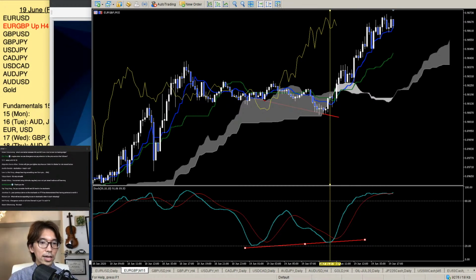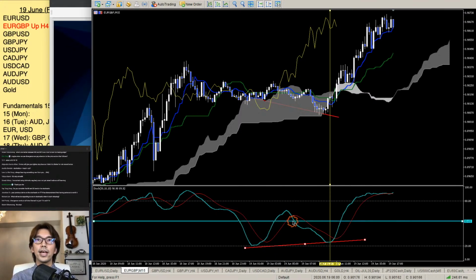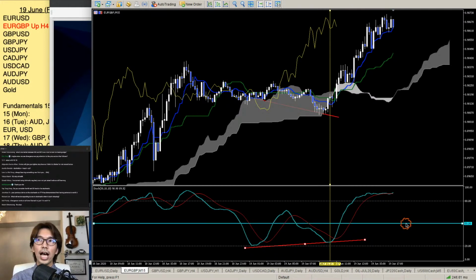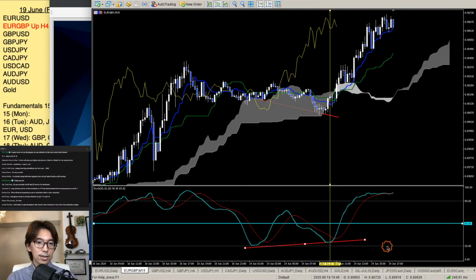Do you consider the 80 and 20 level in the stochastics? Yes, it's very important. Whenever I see the gold cross below 20, that's more reliable. And whenever I see the dead cross above the 80, that's more reliable. Or I draw the 50% level, like this way. And whenever the crosses happen above or below 50, that's also important too.